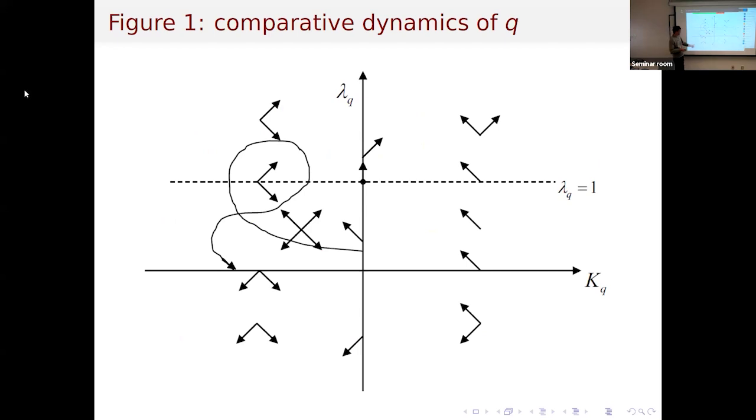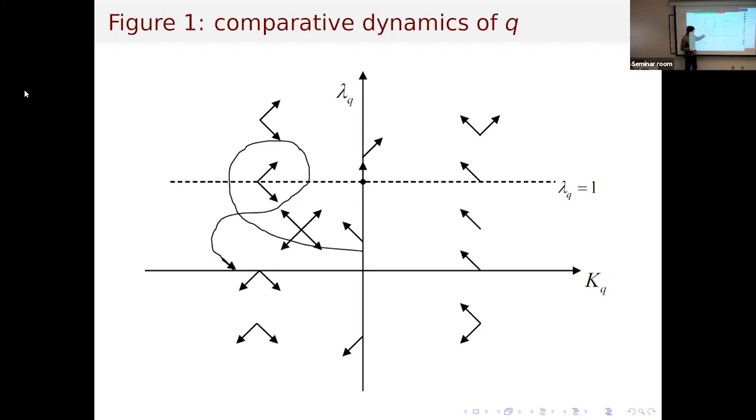Now the x axis is kq and the y axis is lambda q. Each arrow here indicates that if the system just reaches this point, where it is going to move in the next time. So let's say the system reaches this point, this arrow dictates that it must go that way. And then how do we show that?